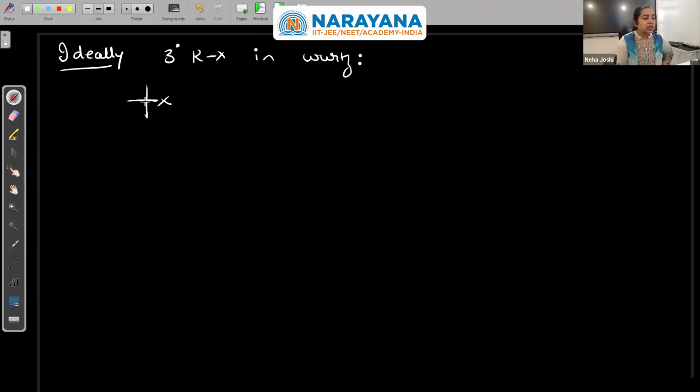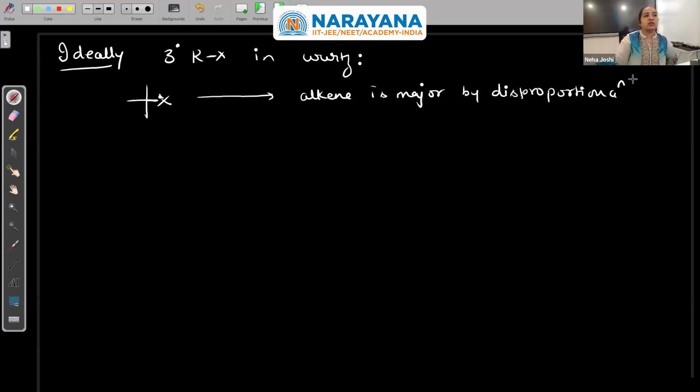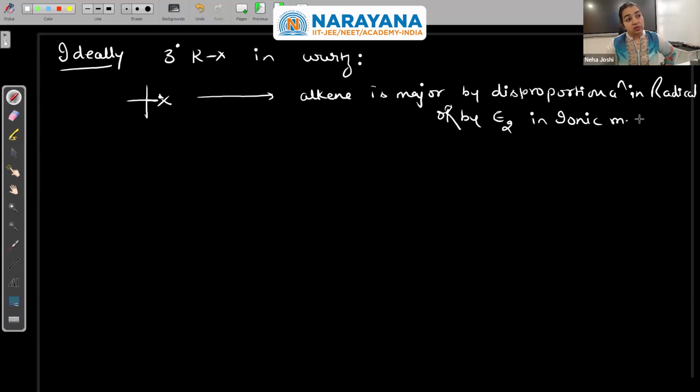As it is a 3-degree, whether I go for a radical or an ionic mechanism, in the case of 3-degree, alkene is major by disproportionation in the radical mechanism, or if you take ionic, then by E2 in the ionic mechanism. Okay, this is what I ideally expect.